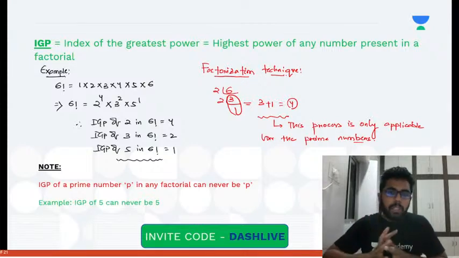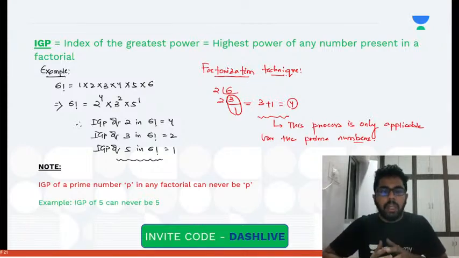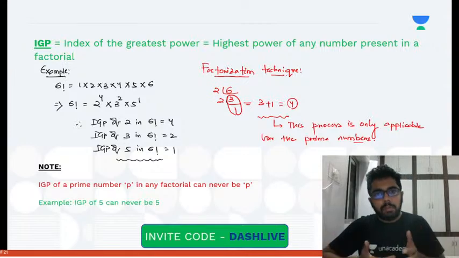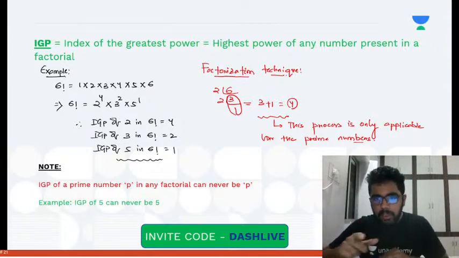Not always will we go ahead and prime factorize. 6 factorial was still a smaller number. What if the number is a big number like 100 factorial or 200 factorial? We cannot write and prime factorize it. So we'll follow a technique just like we do for prime factorization. 6, you divide it by 2. If I am trying to find the IGP of 2, you divide it by 2.